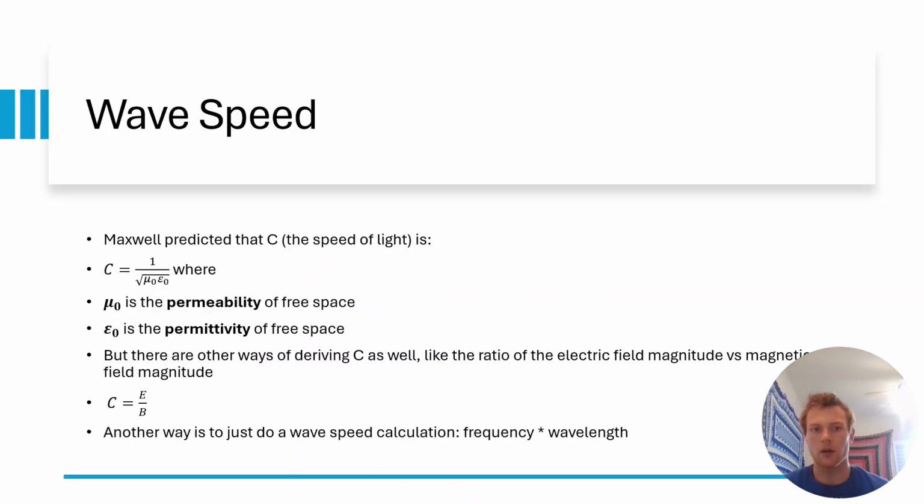So wave speed is calculated a couple of different ways. Maxwell predicted that the speed of light is 1 over the square root of the permeability times the permittivity of free space. There's also a couple of other ways of doing it, like the electric field divided by the magnetic field, and then frequency times wavelength.